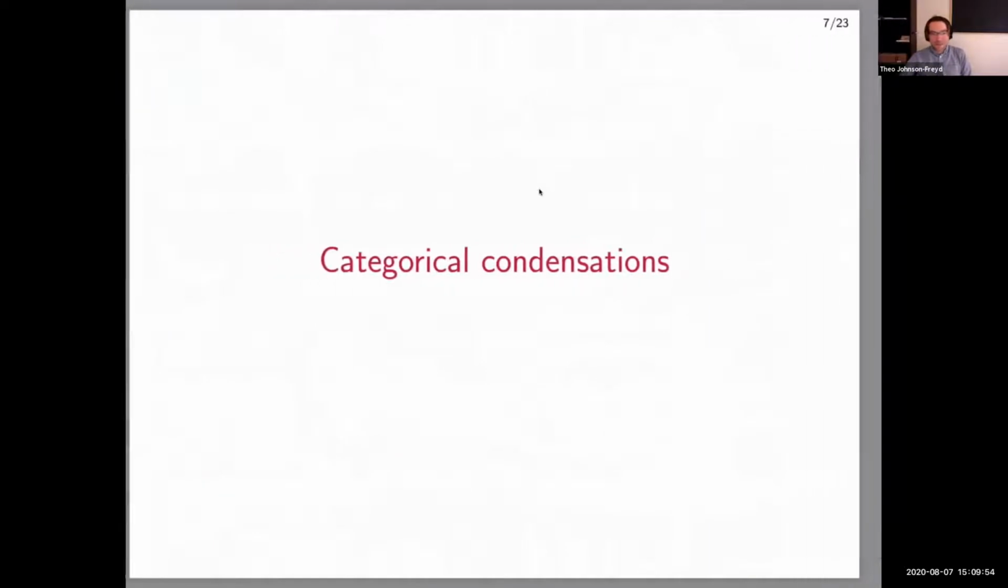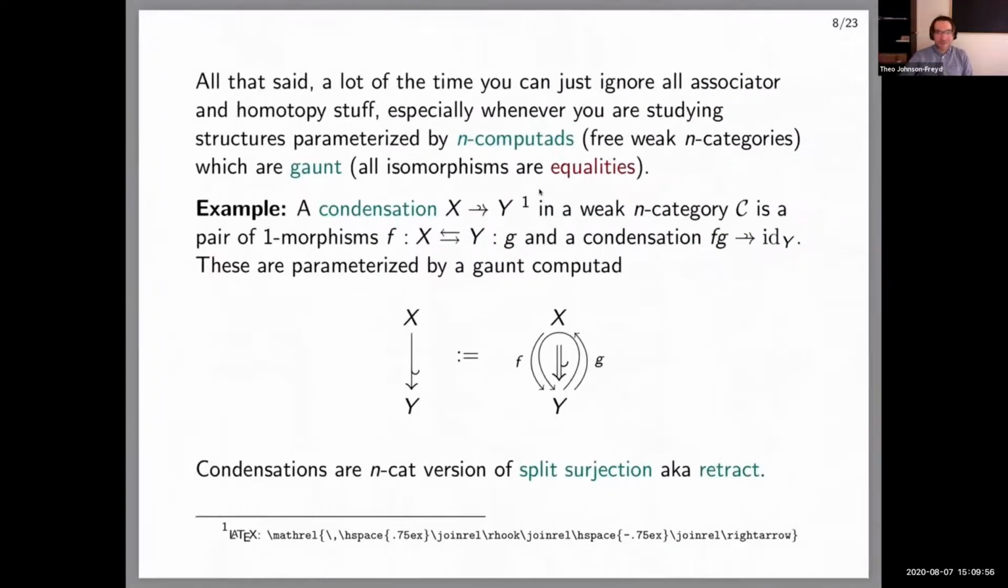So now I'll get to the first thing in my actual talk. The reason you should forget that whole definition is because honestly, most of the time you can ignore all of it. Some of the time, when you work with higher categories, you really have to care about higher coherence, and some of the time you can completely ignore all this associator and homotopy stuff.